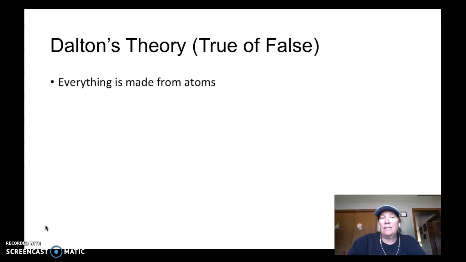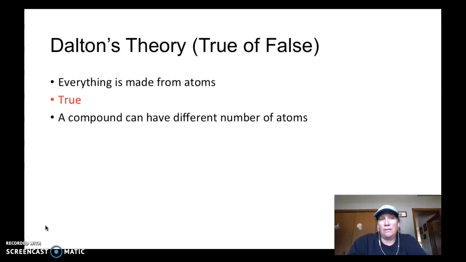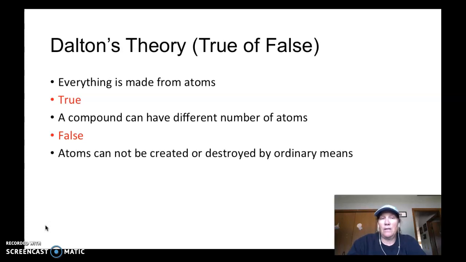Okay, did he say everything is made up of atoms? Yes, he did, and he was right on. Can a compound have different numbers of atoms? No. If you have a compound like water, H2O, it's always 2 hydrogen, 1 oxygen. If you change the number of atoms, it's a different compound. Atoms cannot be created or destroyed by ordinary means, and that's very true.